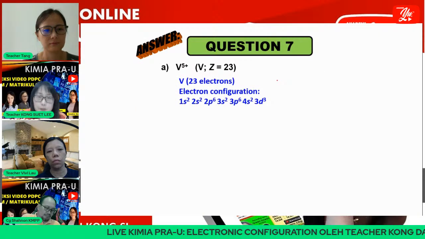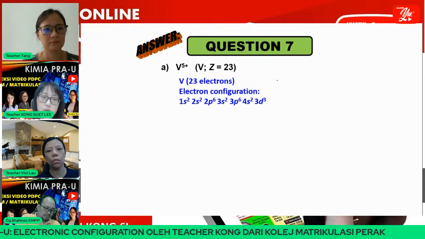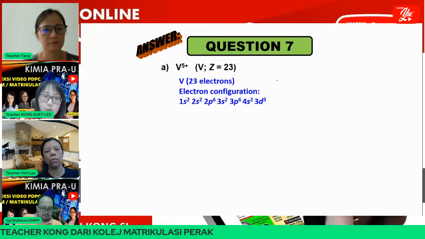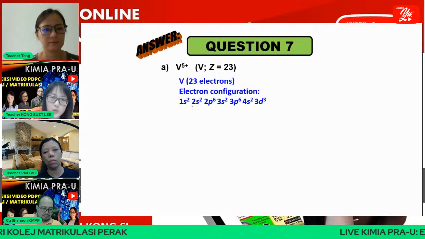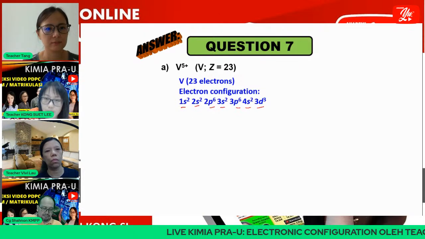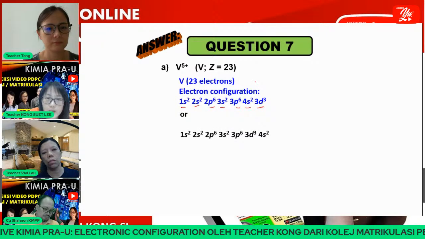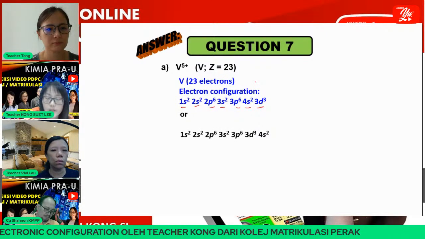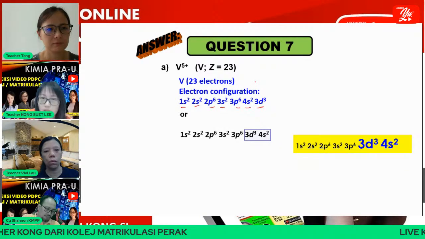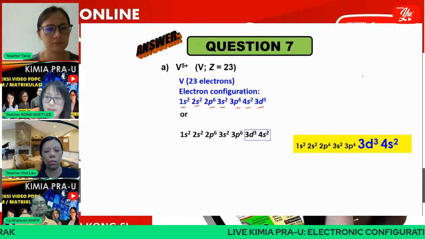First of all, you must write down the electronic configuration for the vanadium atom, which is 1s2, 2s2, 2p6, 3s2, 3p6, 4s2, 3d3. So the total is 23. Then you must rearrange. I will try to rearrange according to the n value first. Why do we need to arrange according to the n value? If you check, there are 4 shells.